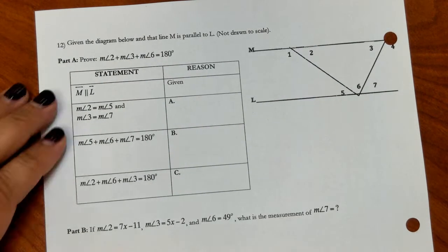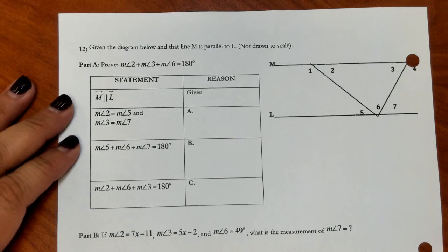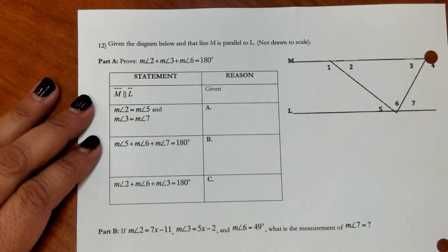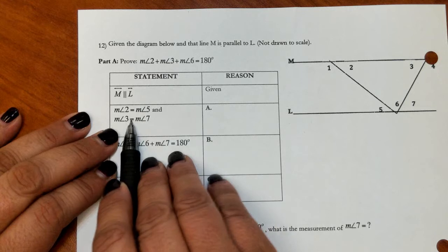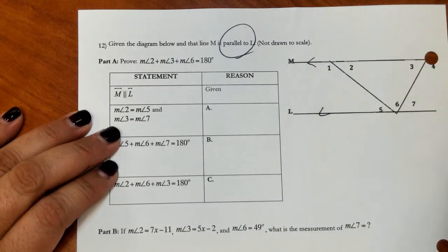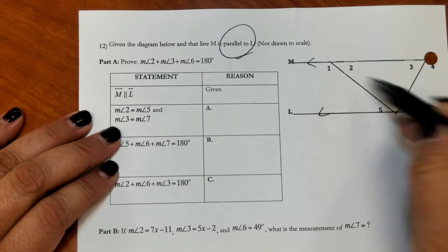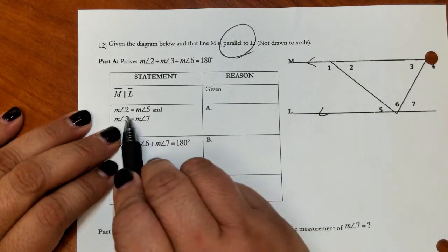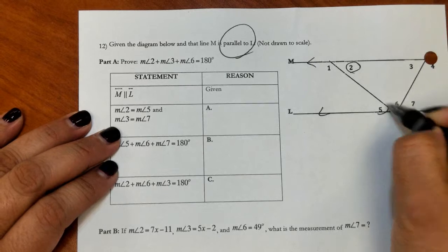So let's turn to the second page. It's a repeat of the same problem, so we're just going to go in. We know that these two lines are parallel. We're supposed to prove that angles 2, 3, and 6 are 180. So they're saying that 2 and 5 are congruent.